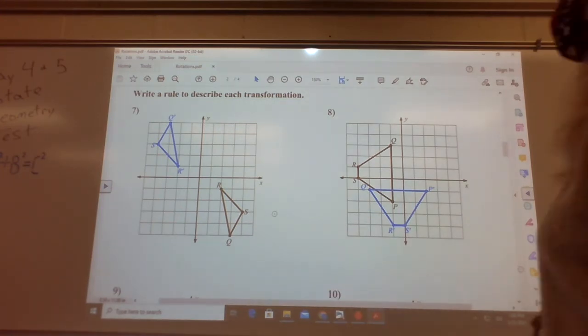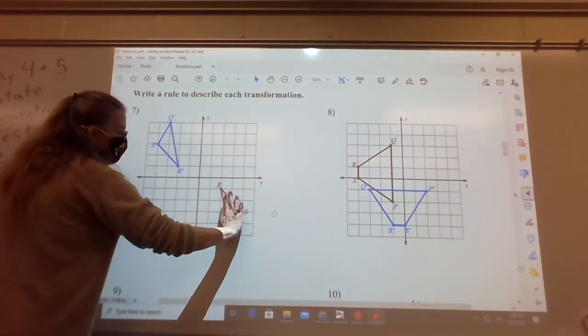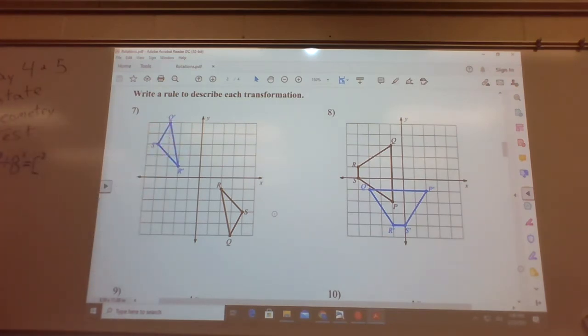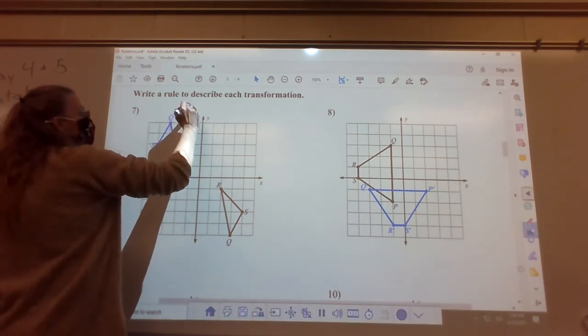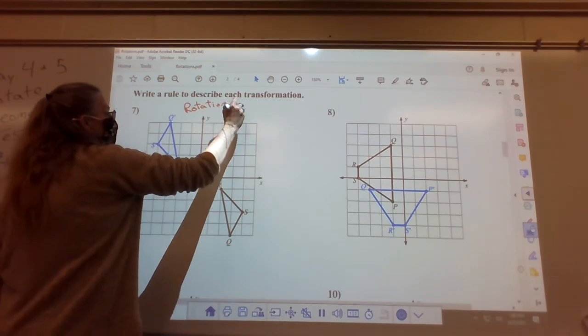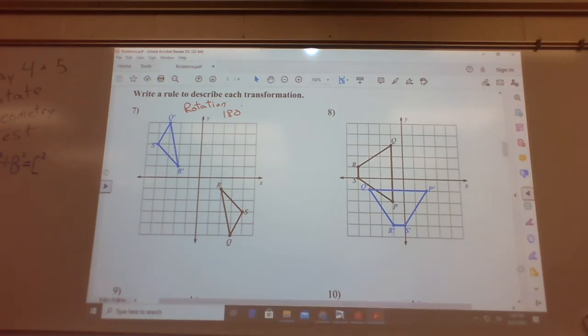So what do you think on number 7? This is my original. There's no marks. That's my new with the marks. It's a 180. So it's a rotation, 180 degrees. If it's a 180, it doesn't matter what direction you're going, because it's just the complete opposite direction. How would you know if you're rotated 90?